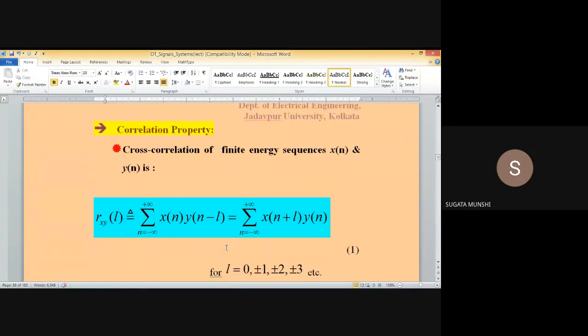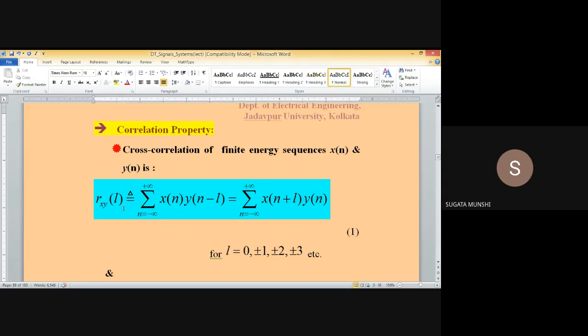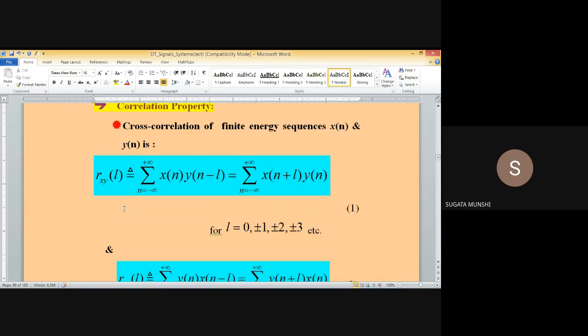Now we consider the correlation property of Z transform. If you have finite energy sequences, or energy sequences simply, xn and yn, then there will be two cross correlations, Rxy and Ryx. Those are the definitions. Rxy of l will be given by the summation of xn into yn minus l. It will be the same as the summation of xn plus l into yn, l having values of 0, plus minus 1, plus minus 2, etc. So that is the cross correlation of finite energy sequences. Another cross correlation will be involving these two sequences, Ryx.